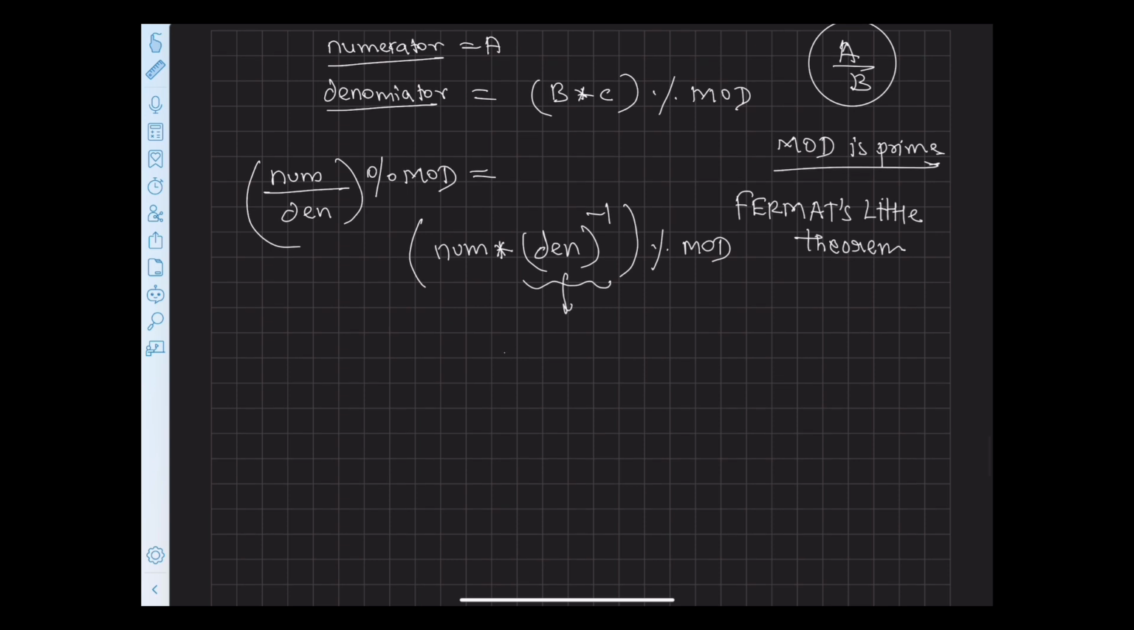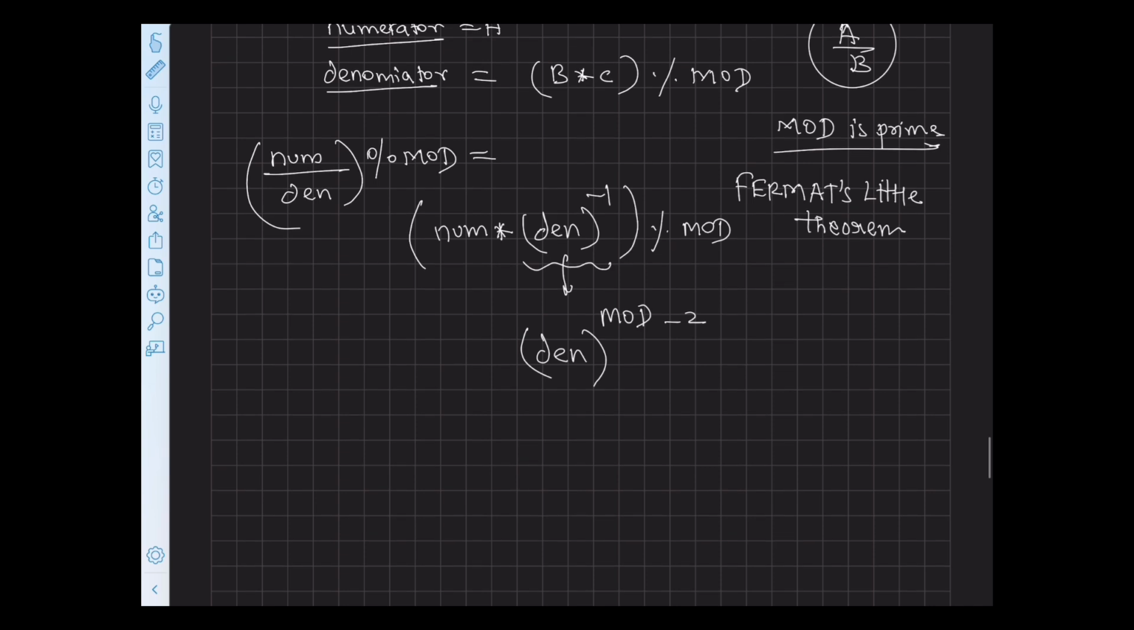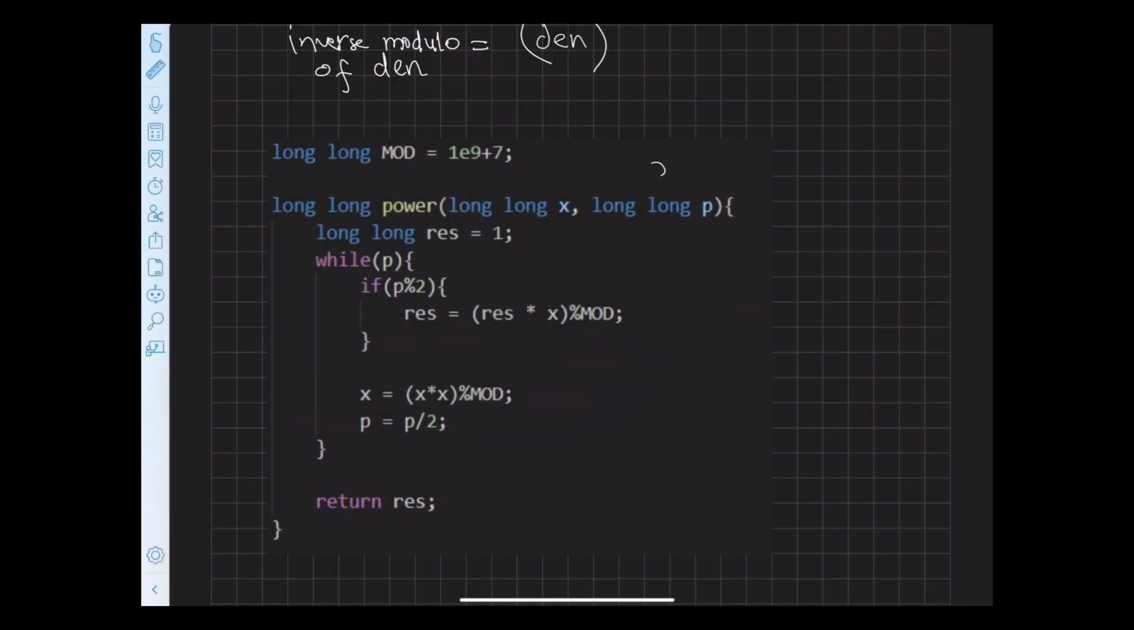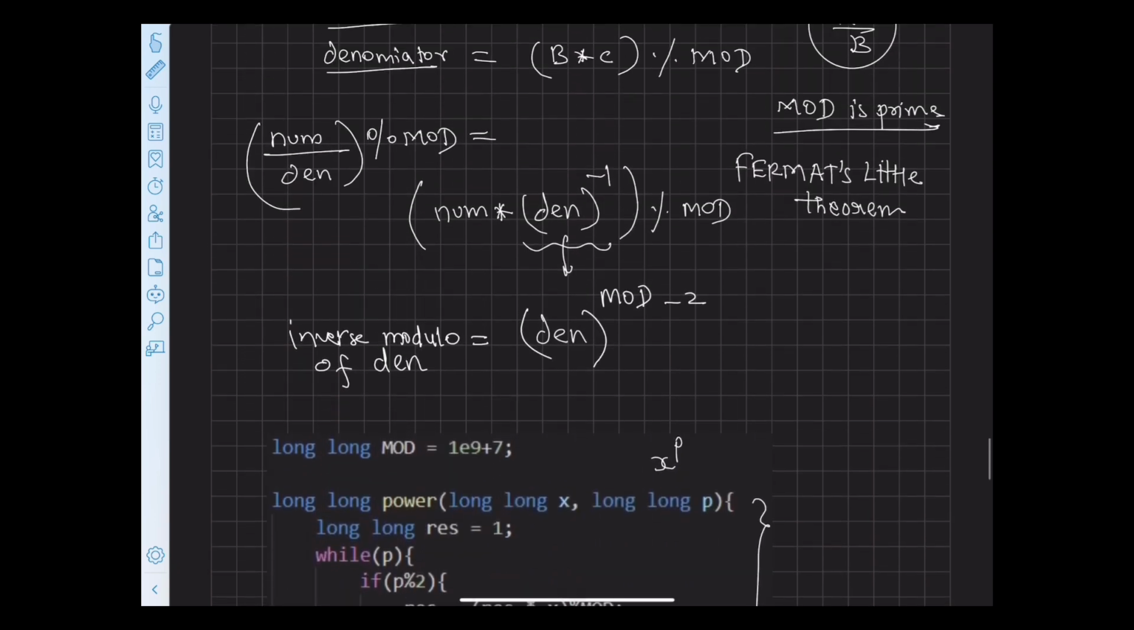And what is inverse modulo? Inverse modulo, this value is actually equal to den powered mod minus 2. So we need to have a power function as well that computes a powered b, something like that, right? Because to find out the inverse modulo, we need it. And this is the inverse modulo of den. So this is our power function to compute x powered p. This is how we write it down. I'm not going to explain this because you most probably should know.